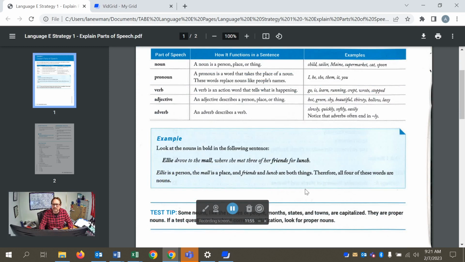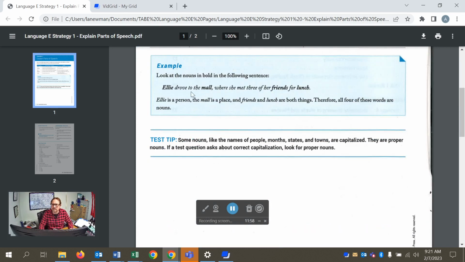Okay? Here in the example sentence, they gave you several examples of nouns, and nouns that are doing different things in the sentence. So Ellie drove to the mall. We have the proper noun Ellie. She is the subject of the sentence, the person who's doing the action of the verb driving. We have another noun, mall, that's telling us where Ellie drove. Another noun, friends, plural. We've got at least two, probably more of these. Well, actually, it's named 3 of her friends. So this is a common noun that's collecting together a group of people. And then lastly, lunch is also a noun.